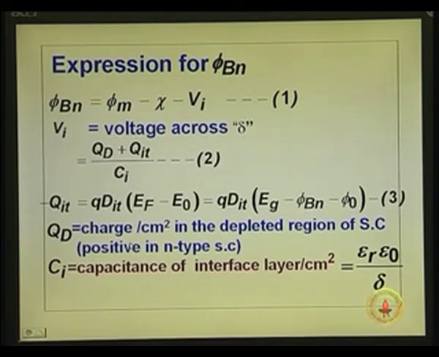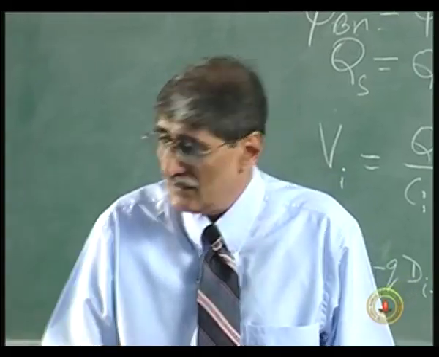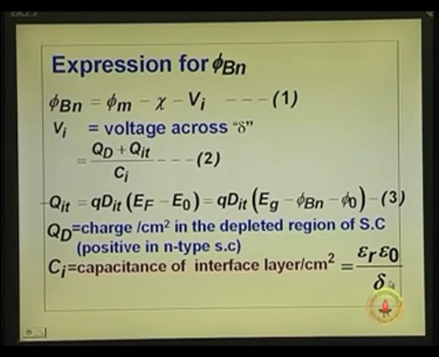Qd is of course charge per centimeter square in the depletion layer, which we have put down there. Now, Ci is the capacitance of interface layer, epsilon r into epsilon 0 divided by delta. Delta is the thickness per unit area, all these are per unit area. So, this is the capacitance. So, now you have got 1, 2 and 3.